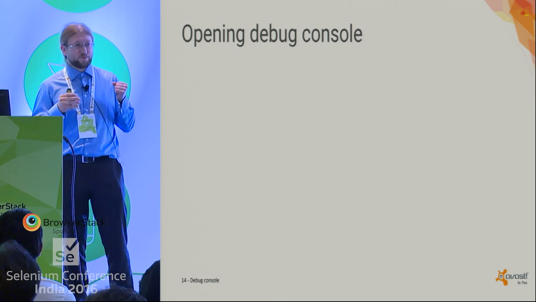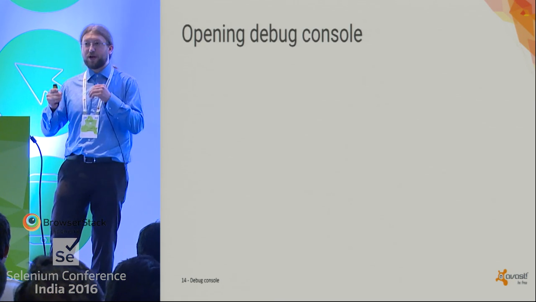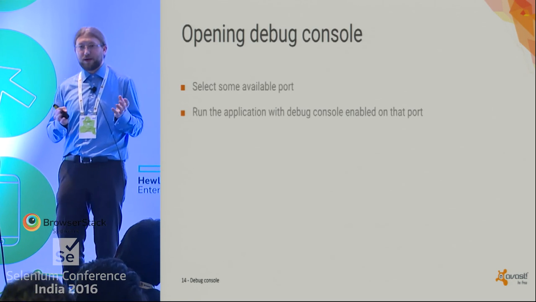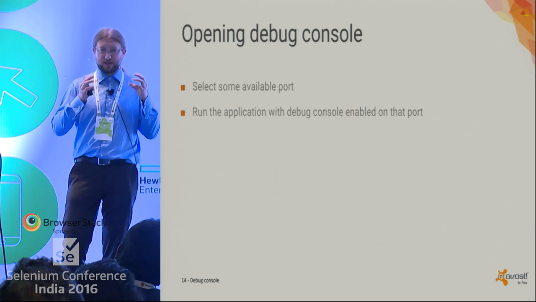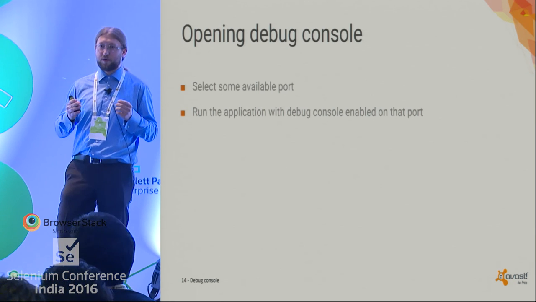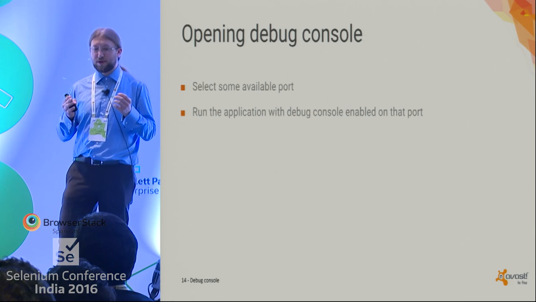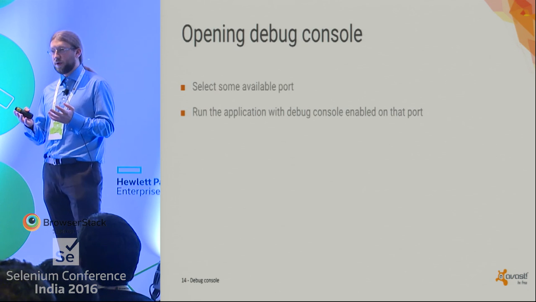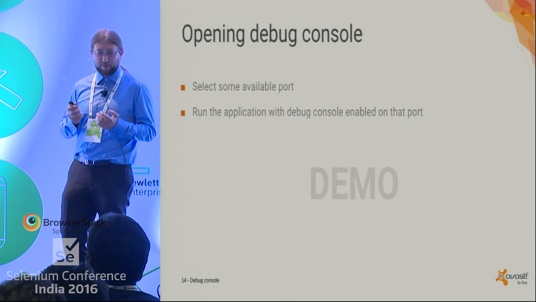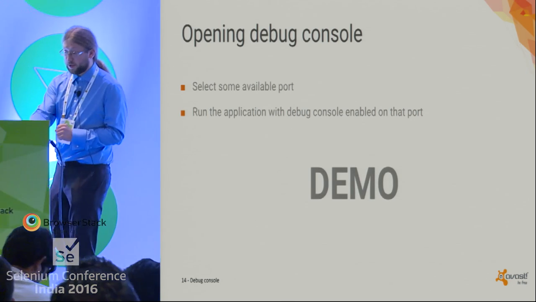So how do you open the debugging console? How do you actually plug it into your application? Well, turns out it's pretty simple. You just need the libraries for that. Then you will select some port that you have available, and you will open that port for the console to connect to. Let me actually show you how that works.